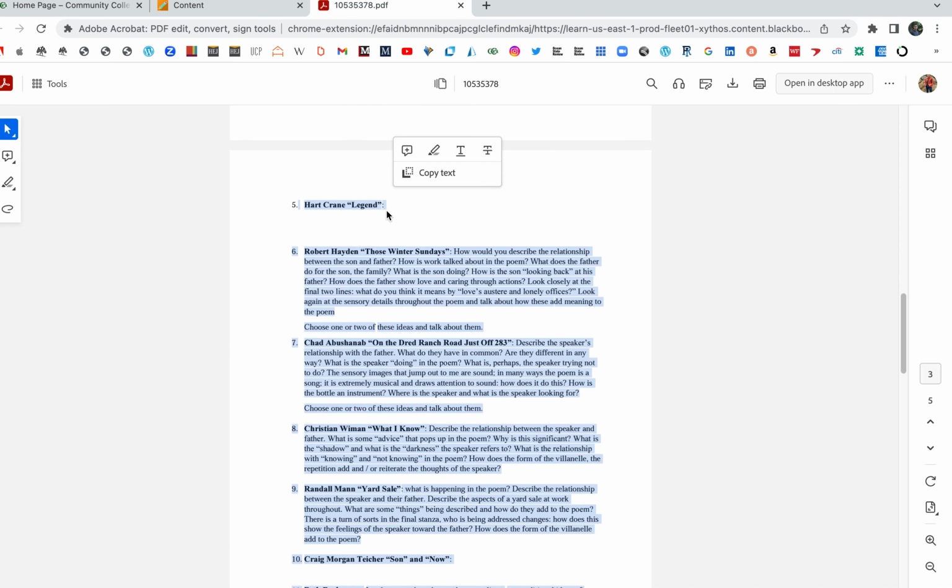Hart Crane's "Legend." I left this blank. I want you to come up with some questions for this. How does "Legend" work as a kind of self-reflection? What's the speaker doing in "Legend"? How are they building themselves up? Remember, "I am not ready for repentance." What are they calling to do? They're kind of laying out their own poetics there. Talk about that. How is that important?